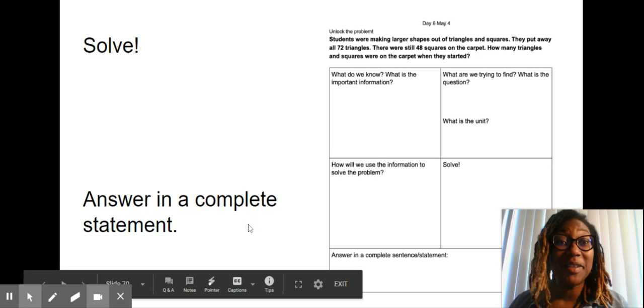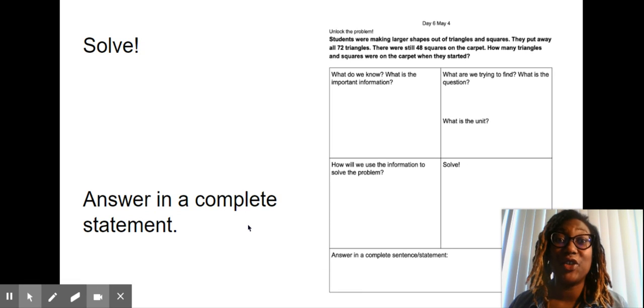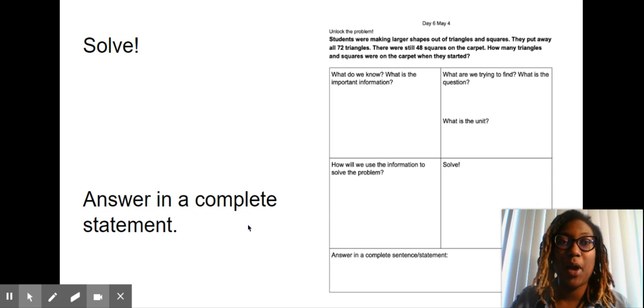Okay, so now it's time to solve, friends, and that's your job, right? I've talked through the problem with you, so you should be able to go ahead and solve it. And you want to make sure you answer in a complete sentence. So if the question was how many triangles and squares were on the carpet when they started, once you solve it and figure it out, you want to say there were blank triangles and squares on the carpet when they started. Good luck.